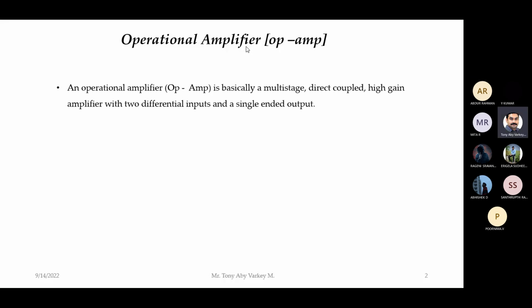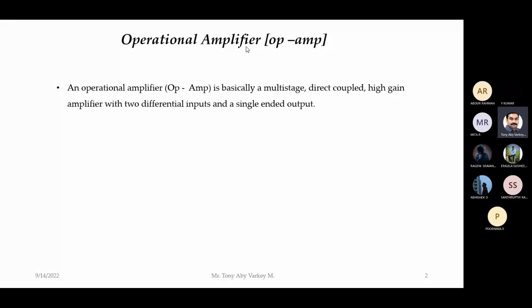This operational amplifier is a multi-stage direct coupled high gain amplifier with two differential inputs and single-ended output. Basically it is an amplifier only. Amplifier means one which amplifies the input signal. But it has multiple stages. It is a multi-stage amplifier. One or two or three stages of amplification will be there.